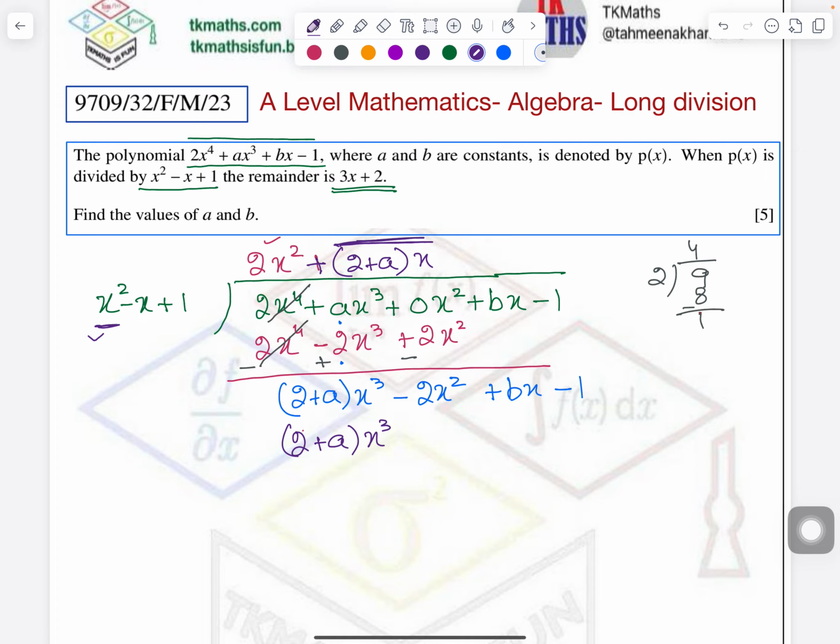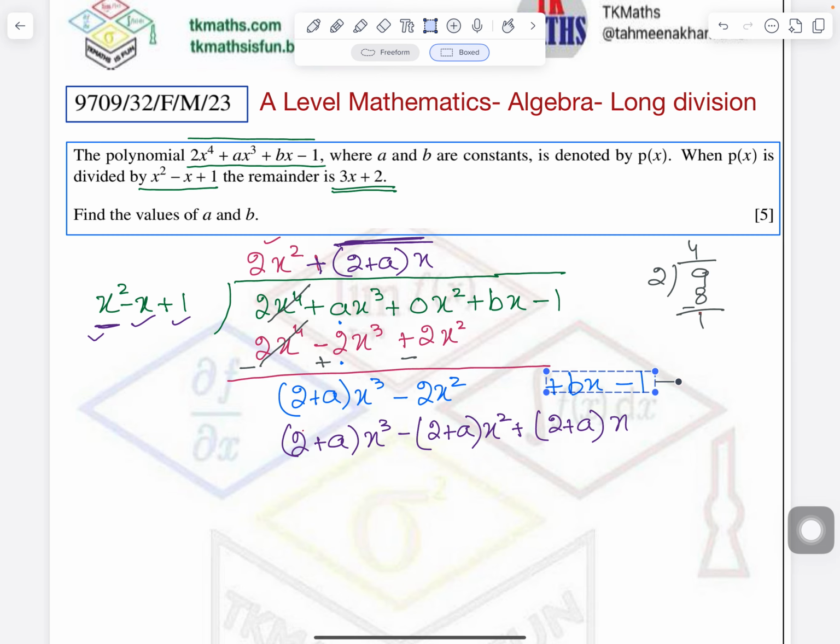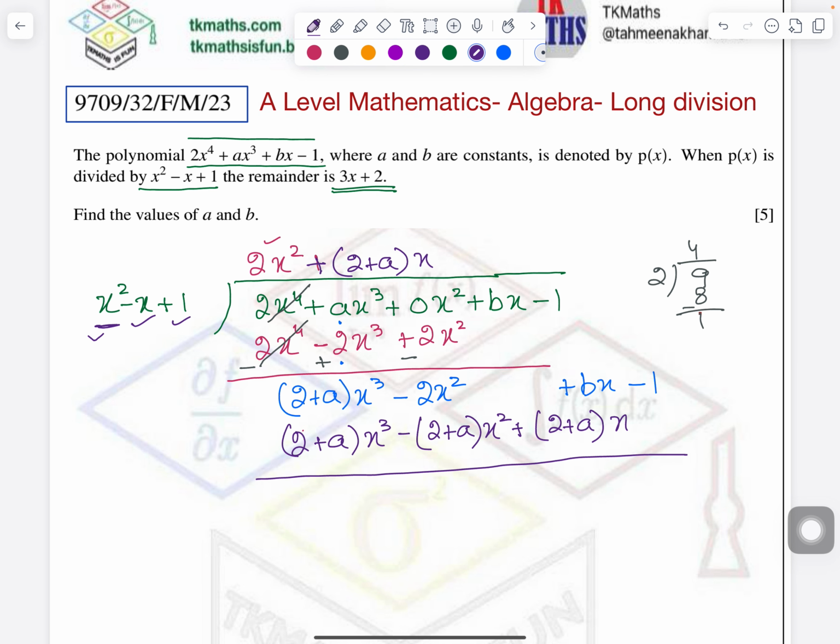Then the same term will multiply by −x, so it will become −(2 + a)x². Then it will multiply by +1, so I will have (2 + a)x here. Let me move the terms I have written a little to the right so that they are under the same coefficients. It will be easy then to do the subtraction. Now let me clean this up a bit.